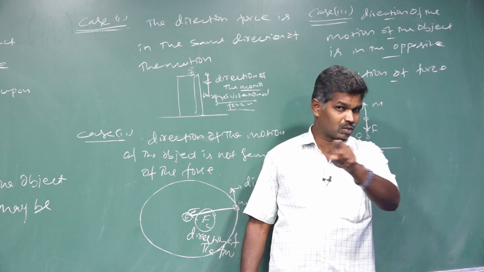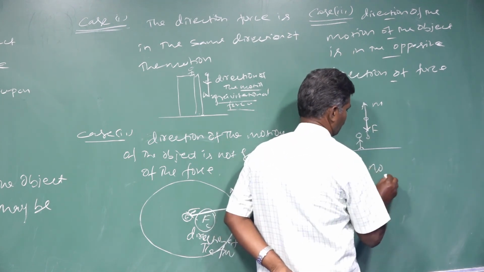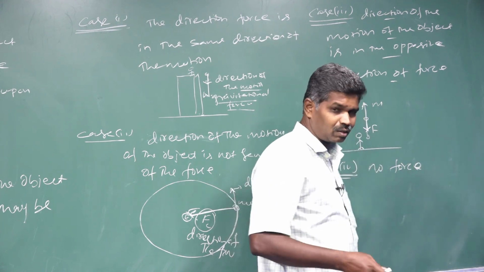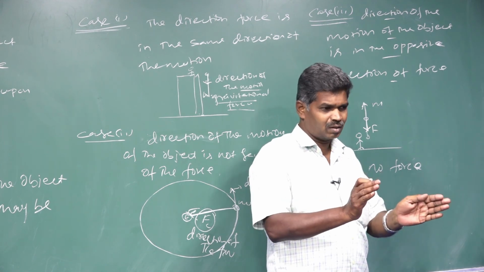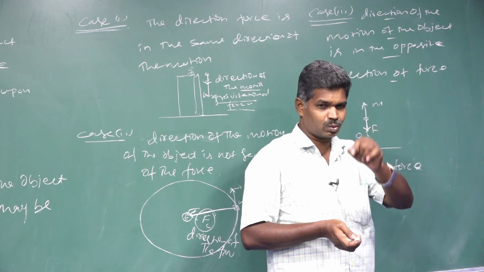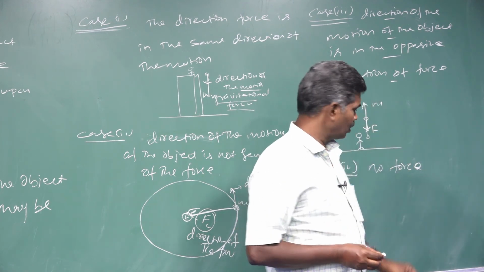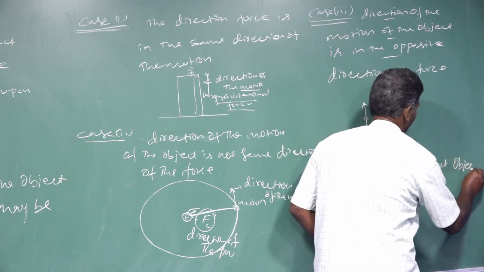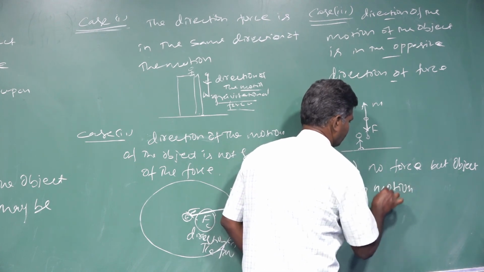So there the net force is 0. That's why we say no force. Force will not act. That is the meaning of net force being 0. Wherever we have an object, we cannot say no force is acting. There we should mention that no force is nothing but a net force of 0. No force, but the object is in motion.